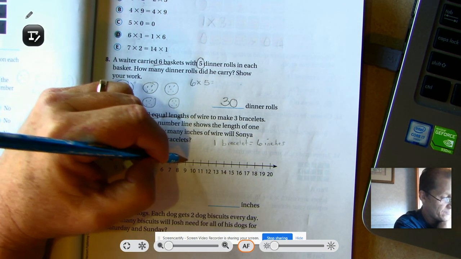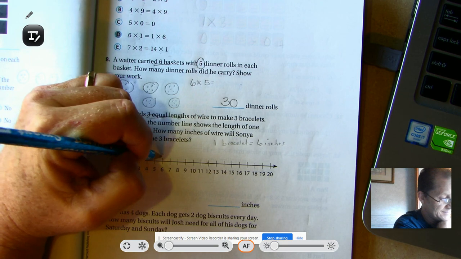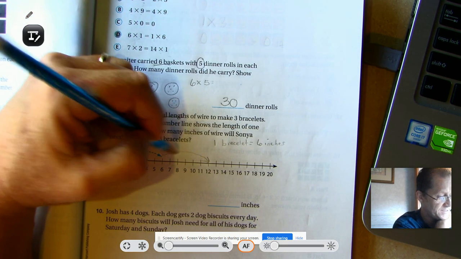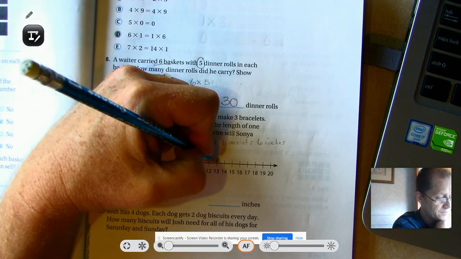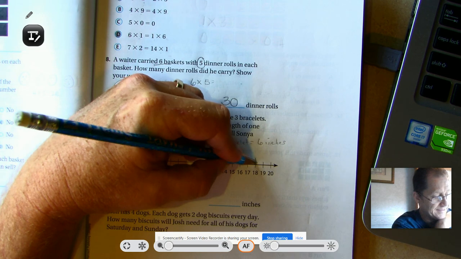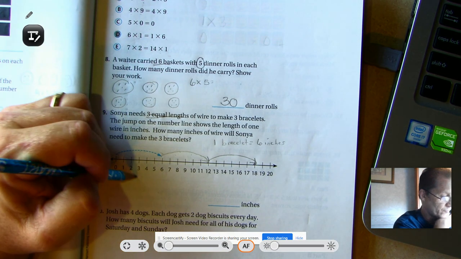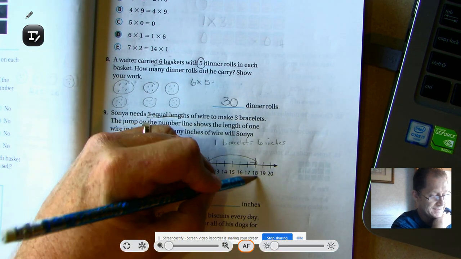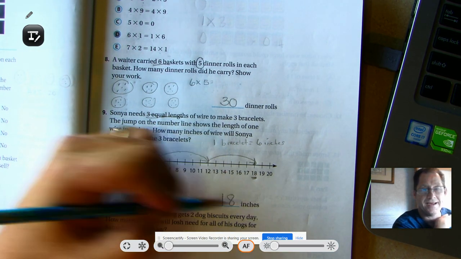1, 2, 3, 4, 5, 6. That's 2 pieces of wire. 6 more. That's 3. So we have 3 jumps of 6, and we ended at 18.